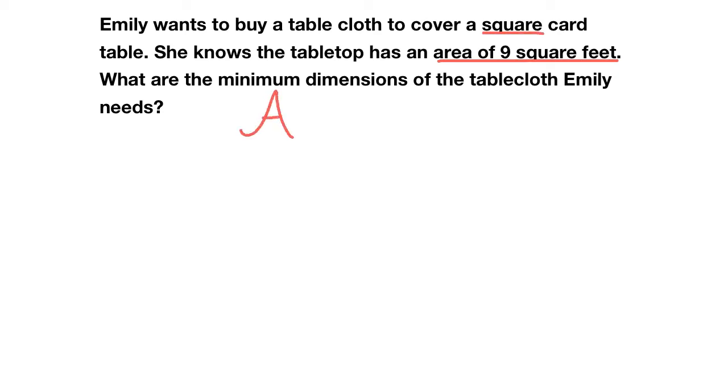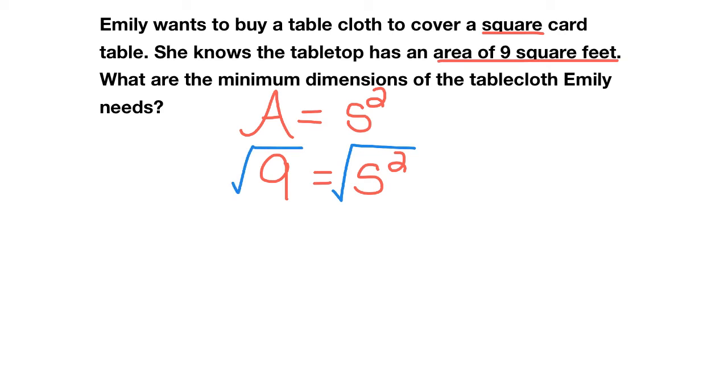To find the area of a square, we're going to do side to the second power. Side times side, they're going to be the same number. The area is 9. 9 is side squared. To get rid of this, we want to find the square root to get rid of that exponent of 2. So we see that the side is 3.